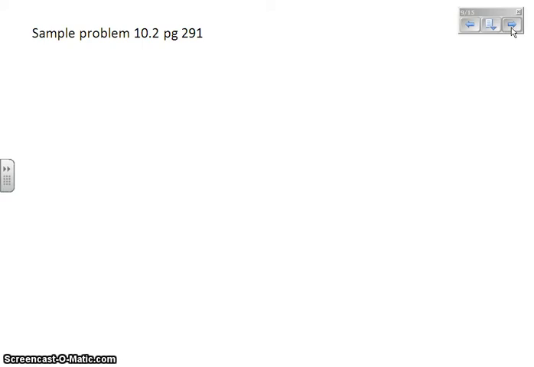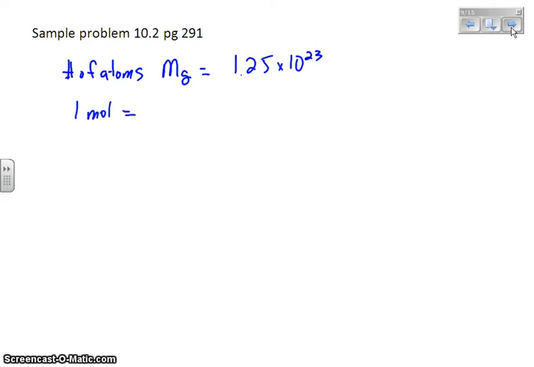Okay, the first step is to always list what we know. Okay? We know the number of atoms of magnesium. Okay, and that number is 1.25 times 10 to the 23rd atoms of magnesium. Okay? We know that 1 mole is equal to 6.02 times 10 to the 23rd. Okay? What we don't know, the unknown, is the number of moles.